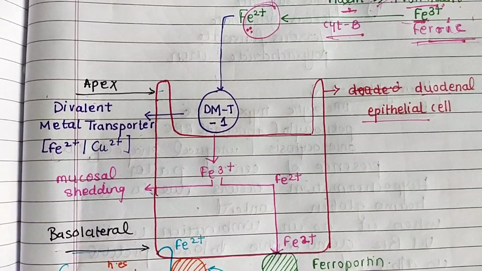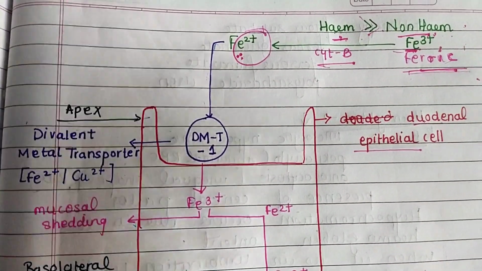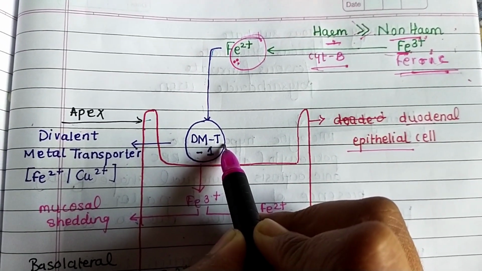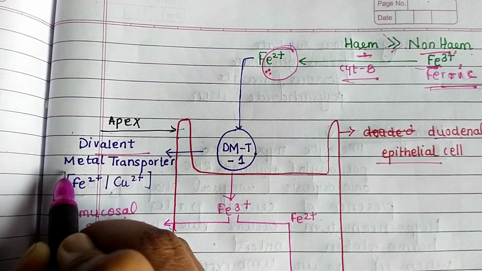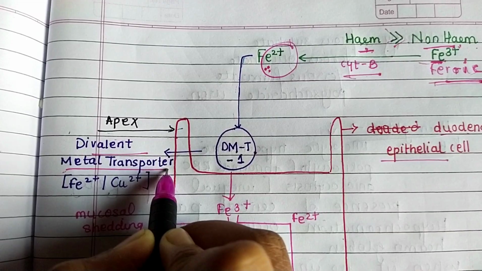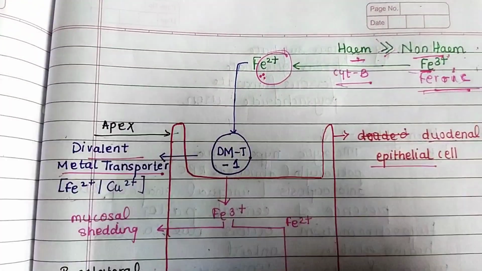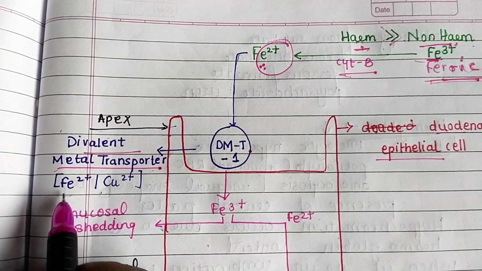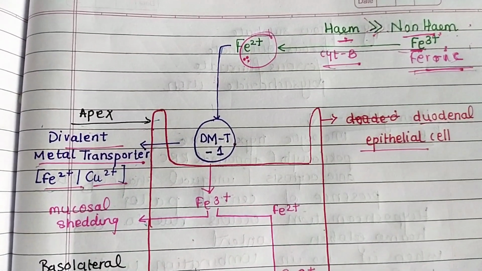Now what happens at the apex of the duodenal epithelial cell? There is the presence of DMT1. What is this DMT1? It is a divalent metal transporter. What do you mean by divalent metal transporter? It is a transporter which transports the divalent elements. So what are the divalent elements? The divalent elements are iron, copper, cadmium, palladium, etc.